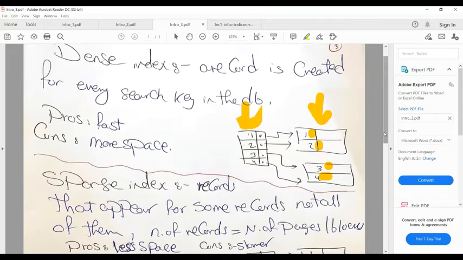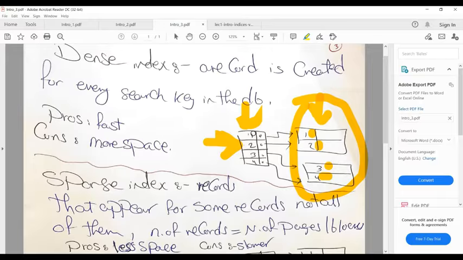Okay, now the pro of this dense index is that it is fast because I don't need to go back to my hard disk or my DB. I'm just working on my index because my index contains all of the data I need. Whatever record I'm fetching, I'm pretty sure that this record exists here because the dense index references every single record in the DB.